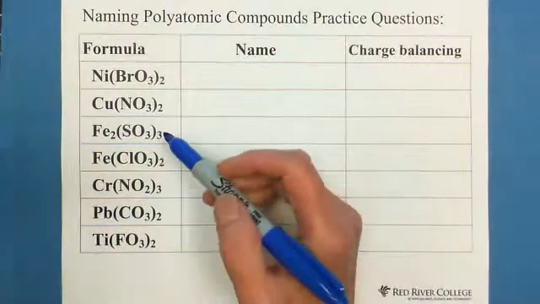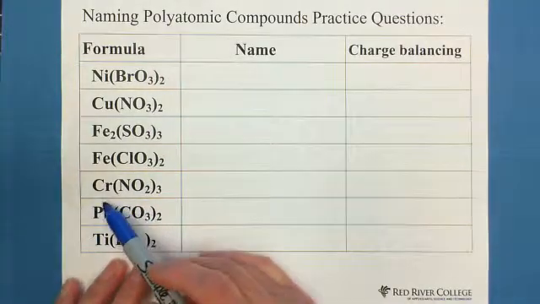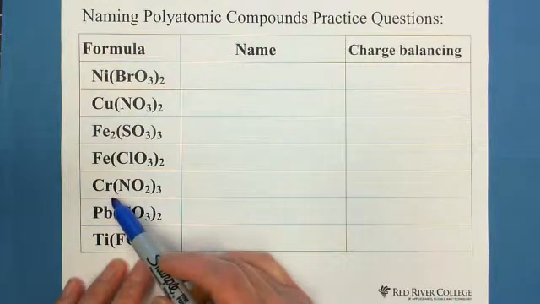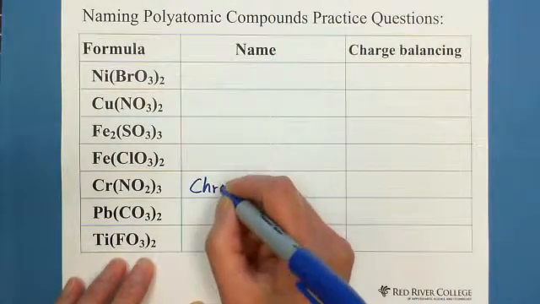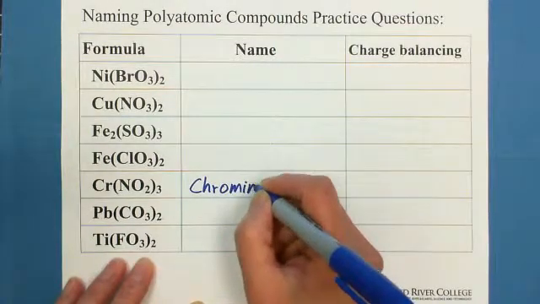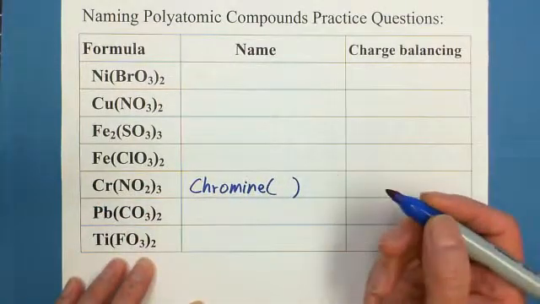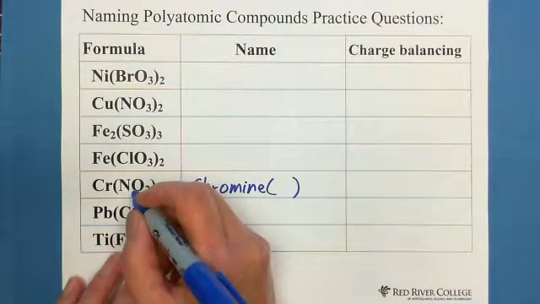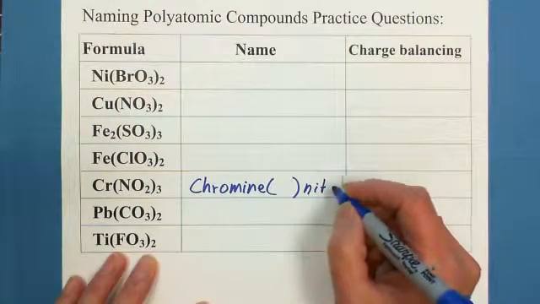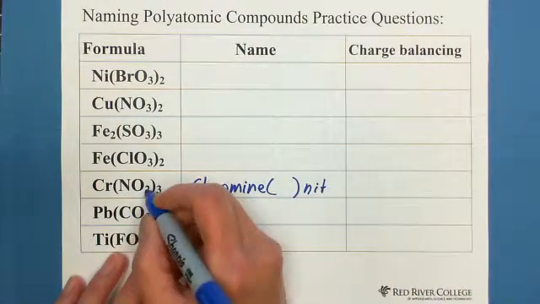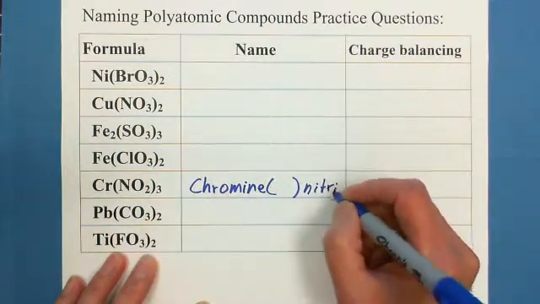Let's do this one first. What is the Cr? Cr is chromium, so you write chromium. But chromium is also a transition metal, so you leave space. And then this is nitrate, right? Nitrate is NO3, and NO2 is nitrite.